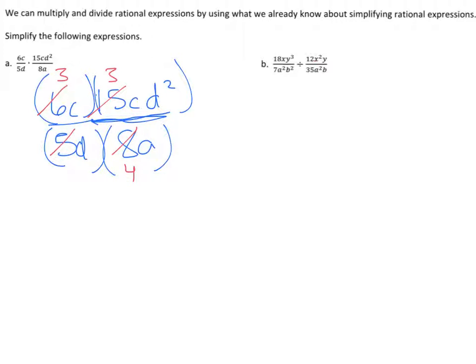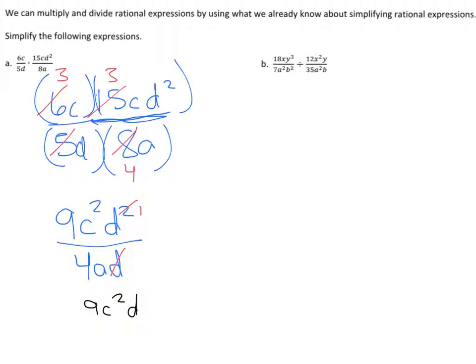And I always like to do the numbers first, and you may like to do the letters first. It doesn't really matter. So I'm going to rewrite what I have now. So I have 3 times 3 on the top, which gives me 9. I have 2 c's on the top, which is going to give me c squared, and I have a d squared on the top. On the bottom, I'm just left with 4ad. And there's one more thing I can simplify here. I can get rid of my 2 d's and make that 1, and then just get rid of my 1 on the bottom. So that my final answer is going to be 9c squared d over 4a.